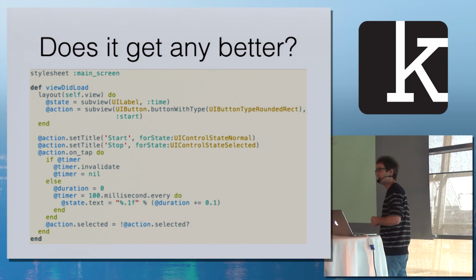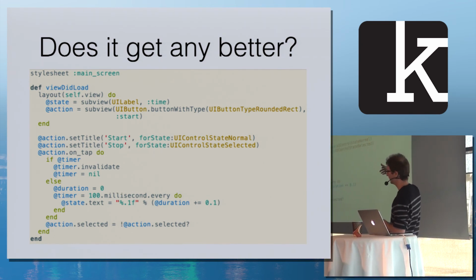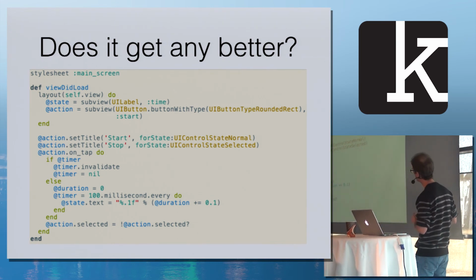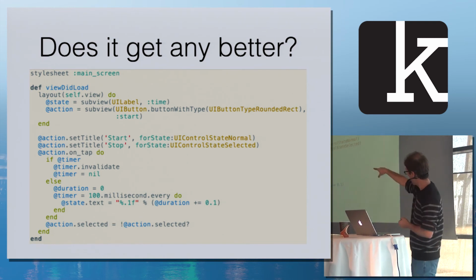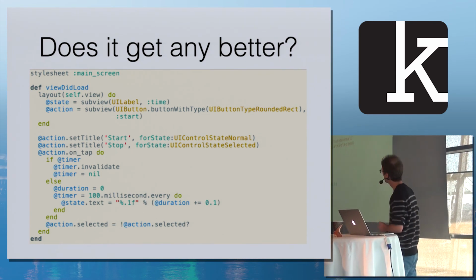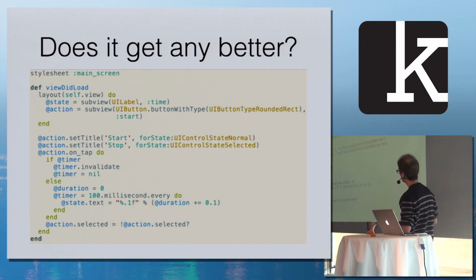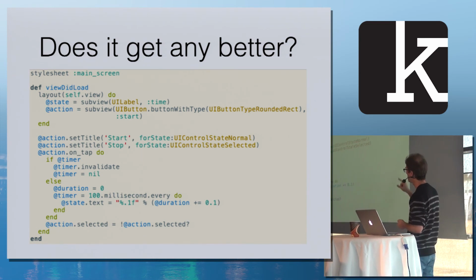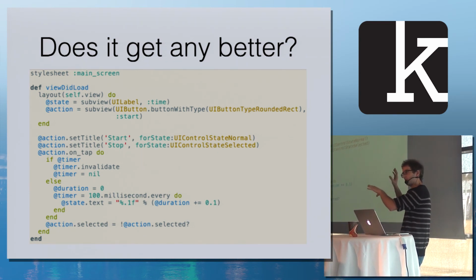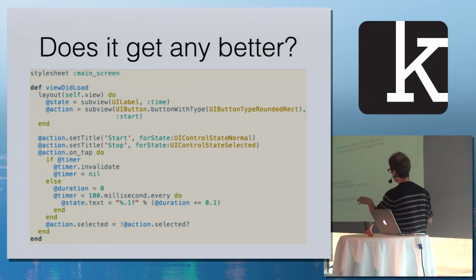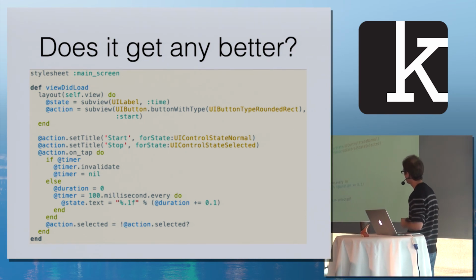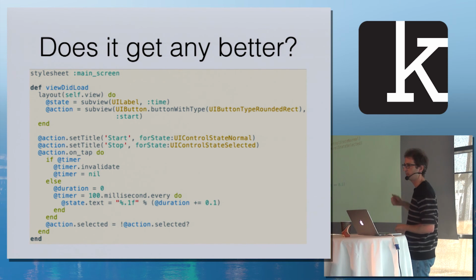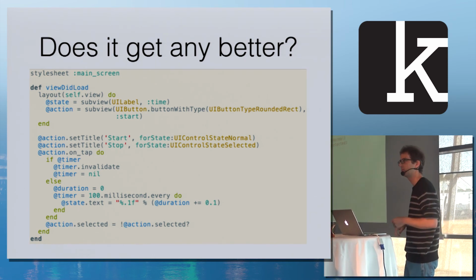Okay, then let's set up some behaviors. The button is going to change its label depending on whether or not the timer is running. So we give it two titles for different control states. And then that button, when it's tapped, on tap, there's our timer logic, right? If the timer is running, stop it and clear it out. If not, set it to 0. And now instead of that NSTimer invoke method and creating another method, we have this nice convenience where we can just say every 100 milliseconds, do this little thing. Update the label text, add 0.1 to the timer. Done. Right?